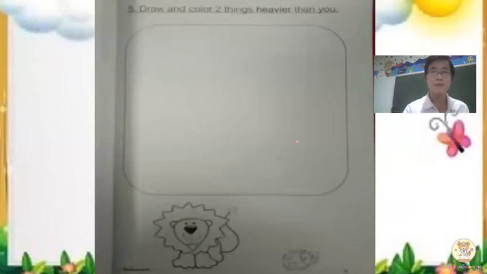Okay, right now, please take a look at number 5. Draw and color two things heavier than you. So they want you to draw the pictures in this square, right? So how many things do you need to draw on this page? Two things, right? You need to draw two things. You can draw some animal or something that is heavier than you.